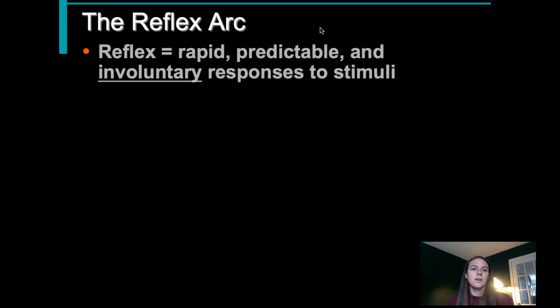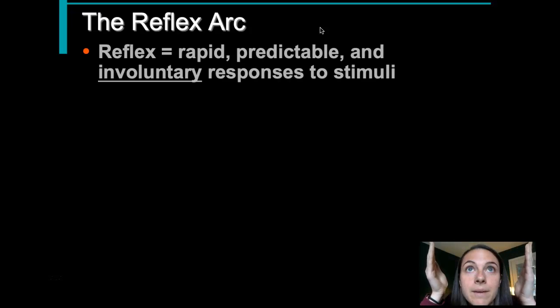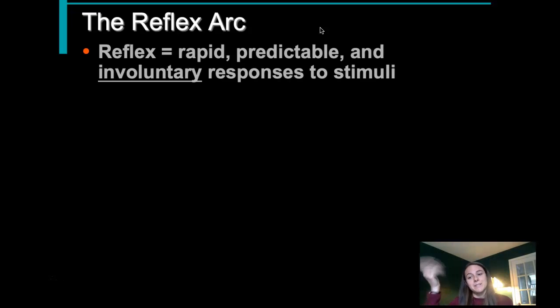A reflex arc is the path that a reflex takes, and a reflex is a rapid, predictable, and involuntary response to a stimulus. I'm sitting in a room right now, and if you could see where I'm looking, there's a window right in front of me. I don't know if it's going to happen, but if I were to close my eyes and then open them, I don't know if you can see my pupils changing size. Close my eyes and then open them. That's a reflex, if it worked. I don't know if it worked or not.